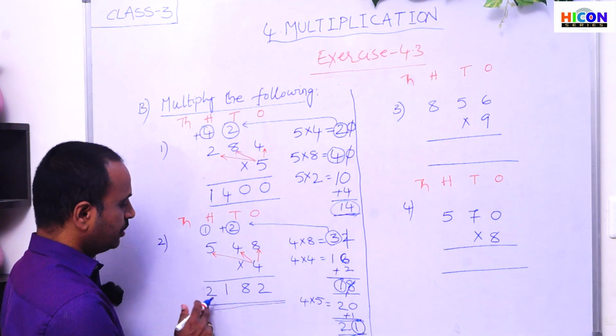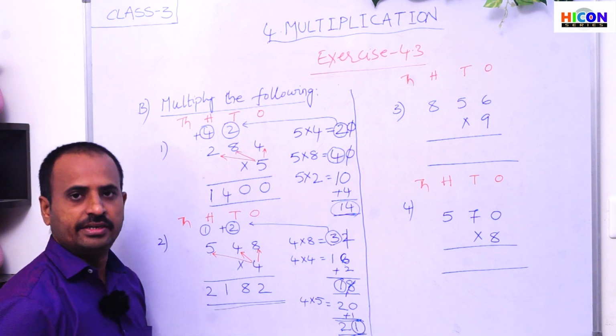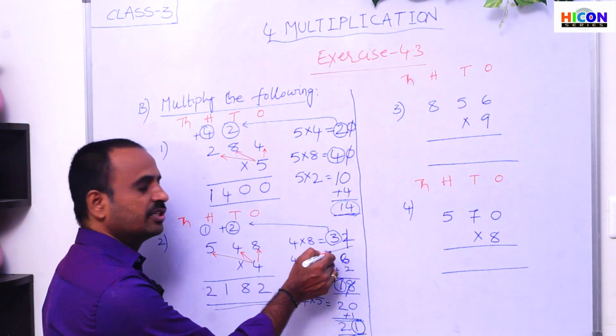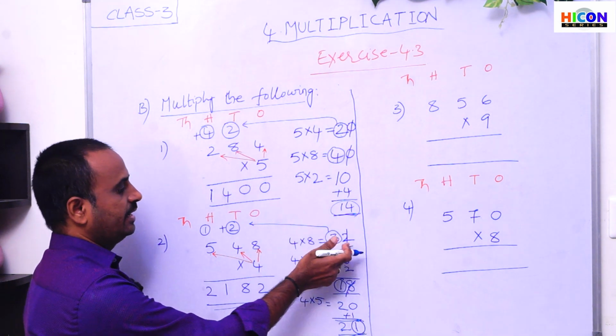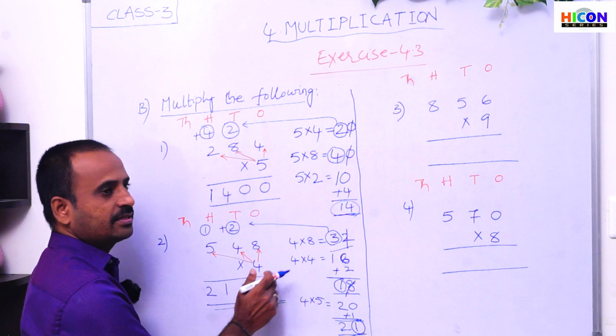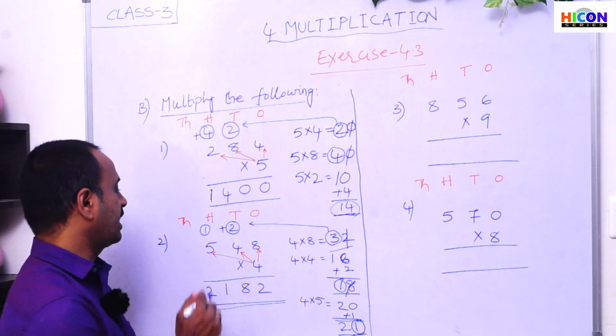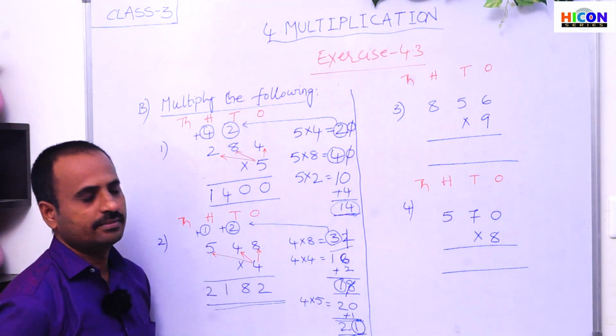So the answer is 2182. So children, in this way, if the product is a 2-digit number, we have to write the second digit under this place and carry the first digit to the next place and add that carried number to the product.